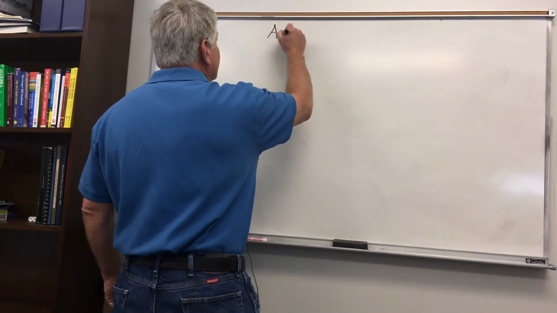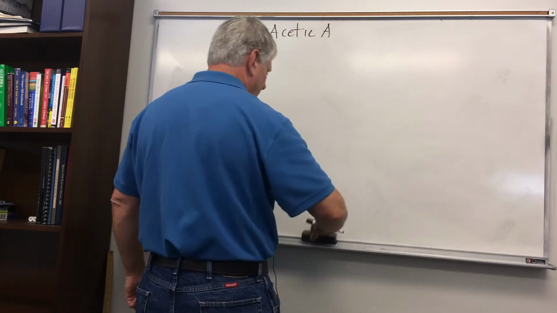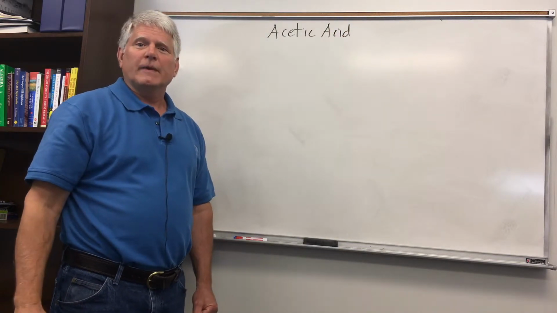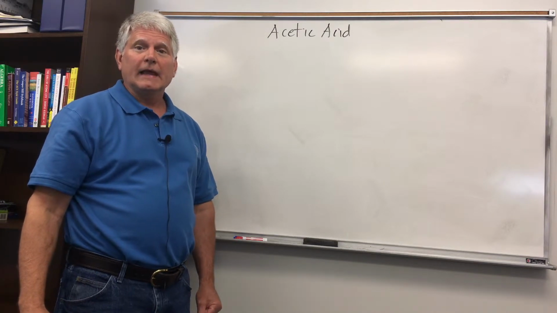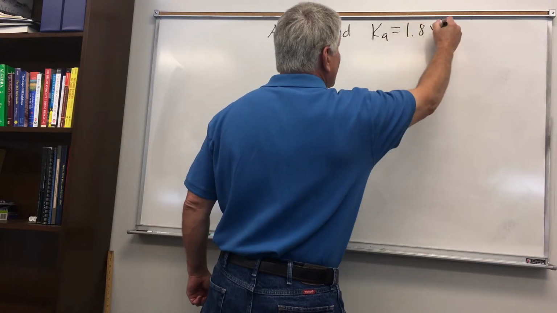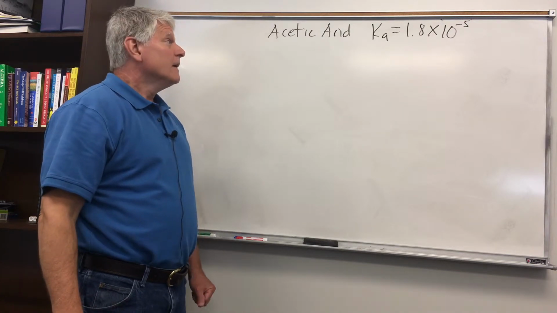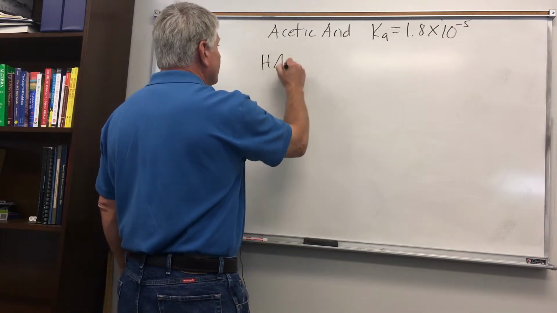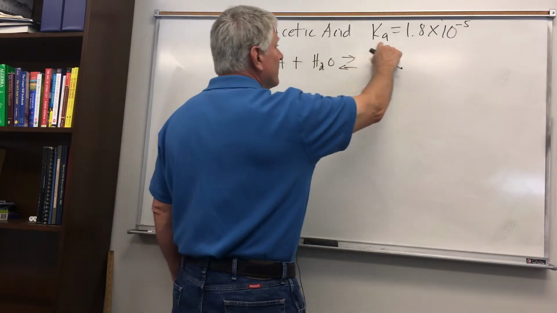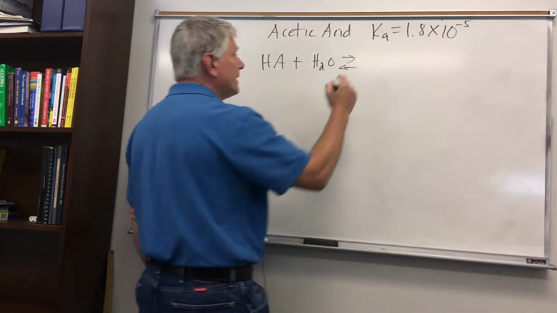Say we have acetic acid, and acetic acid is what's in vinegar. So vinegar is basically a 5% solution of acetic acid in water. And so acetic acid has a Ka value of 1.8 times 10 to the minus fifth. So we have our acid reaction. And since it has an equilibrium constant value, then we have an equilibrium, and acetic acid is a weak acid.